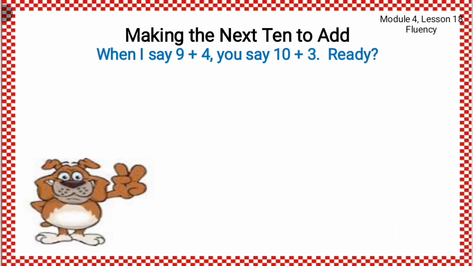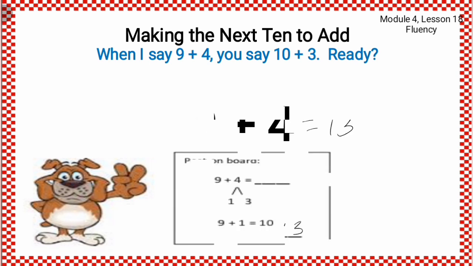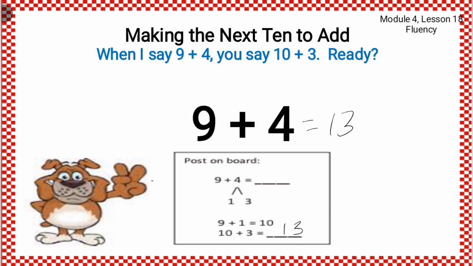Now, our fluency practice today is about making the next 10 to add. Making the next 10 is something we've done in our previous lessons, and in the last lesson we called it compensation. When I say 9 plus 4, you say 10 plus 3. What do I mean? 9 is closest to 10, and it needs 1, so I pull the 1 away from 4. That gives me 9 plus 1, which is 10, then 10 plus 3, which is 13. So 9 plus 4 is equal to 13.